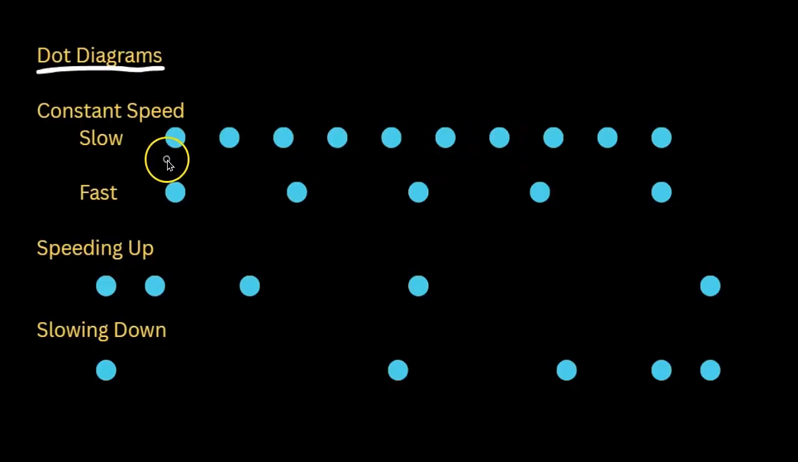If the car were moving, you would see dots on the ground. And if the car was moving slowly, you would see the dots close together. If the car was moving fast, you would see the dots farther apart. If the car was speeding up, the dots would get further and further apart. And if the car was slowing down, you would see the dots getting closer and closer together.